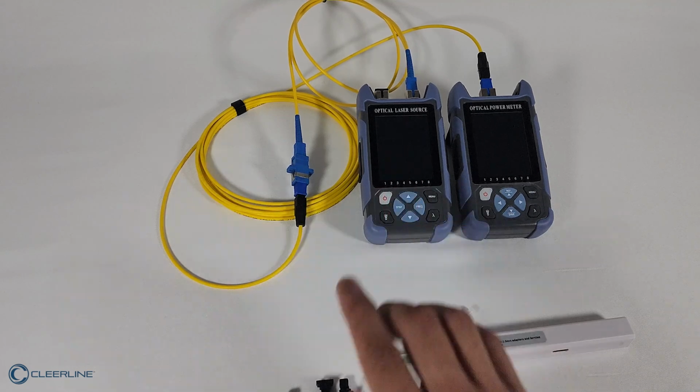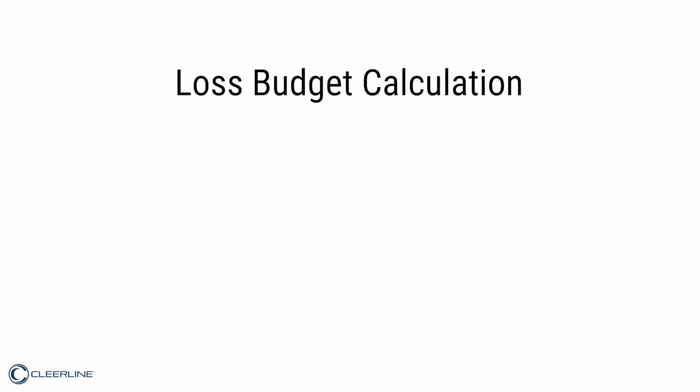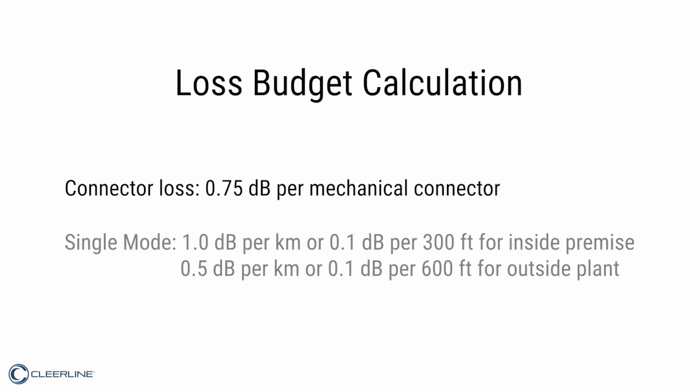Continue testing other strands or power off the units. For loss budget calculation, please refer to the included FOA guidelines in the kit. For each connector under test, allow a 0.75 dB per mechanical connector. Single mode fiber will have an acceptable loss of 1.0 dB per kilometer for inside premise and 0.5 dB per kilometer for outside plant. This roughly translates to 0.1 dB per 300 feet for inside premise and 0.1 dB per 600 feet for outside plant.